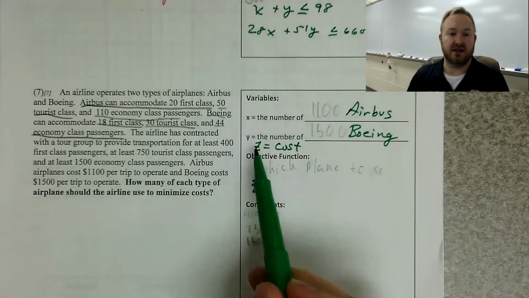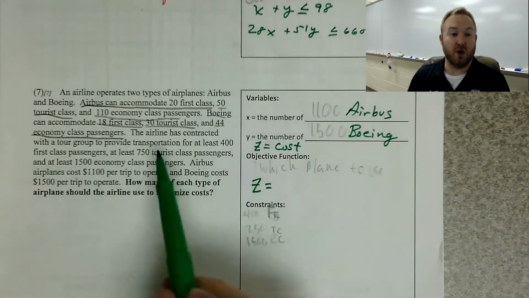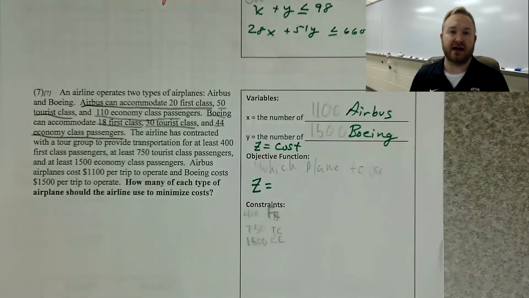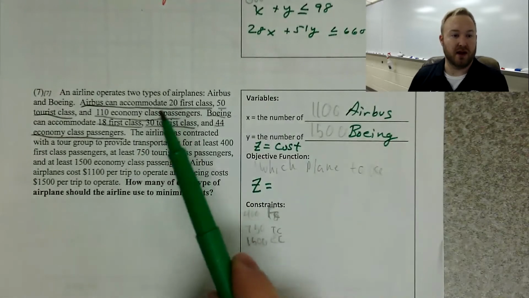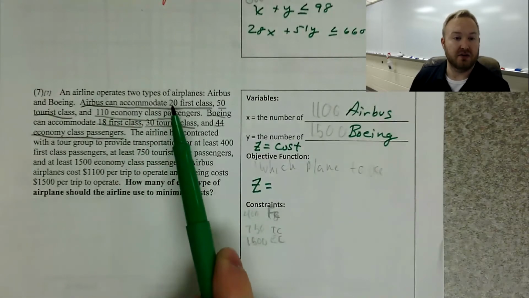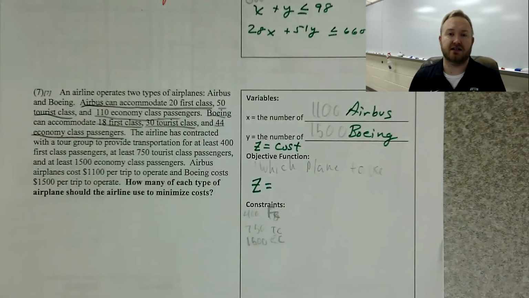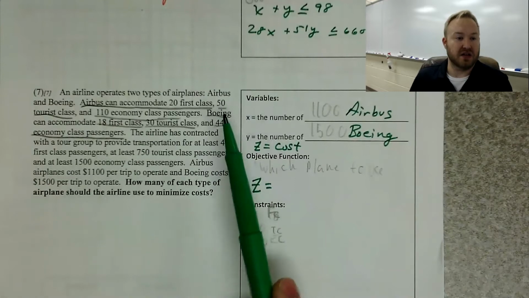So cost is Z. The objective function is going to be an equation where we take information from the problem and write an equation that shows us how to calculate the thing we're trying to minimize, which is cost in this case. Okay, let's look at some of the information in the problem. Airbus can accommodate 20 first class, 50 tourist class, and 110 economy class. So they're going to tell us how many of each kind of seat each different kind of plane can accommodate. We've got first class, tourist class, and economy class. Then it gives us those numbers for Boeing.